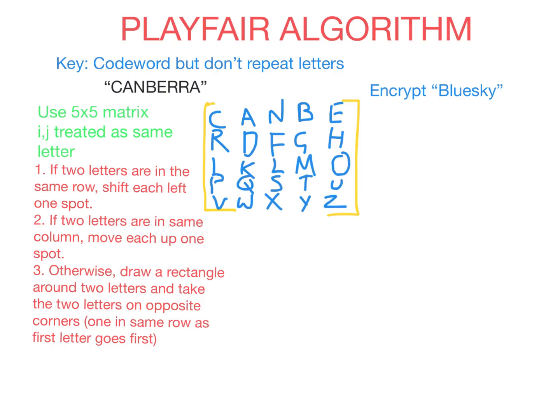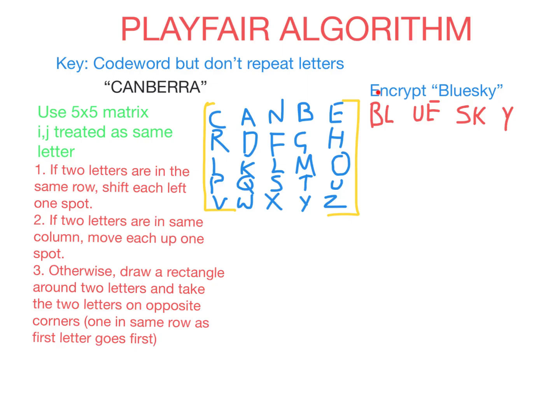So we're going to now use this matrix and the Playfair algorithm to encrypt the word blue sky. With this encryption method, you actually encrypt 2 letters at a time. This is actually helpful because it means that we don't map the same letter to the same letter. So if you had like an E here and an E here, they could be mapped to different letters, which makes frequency analysis, which is a method of trying to break the code, that much harder.